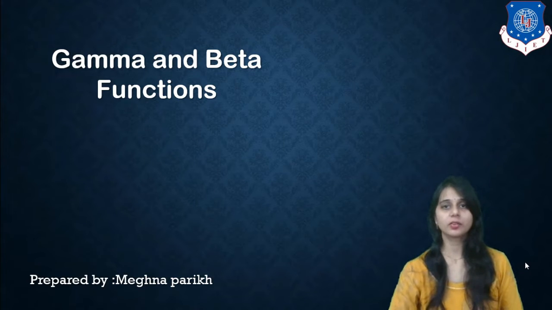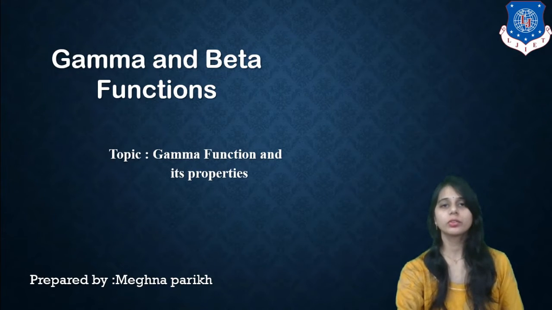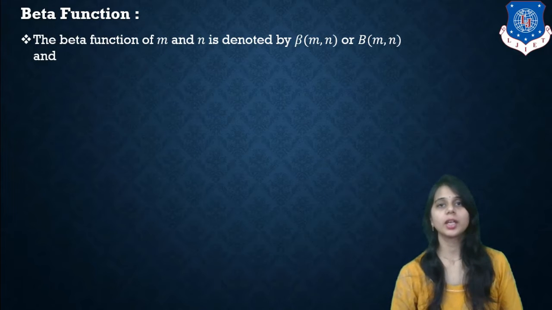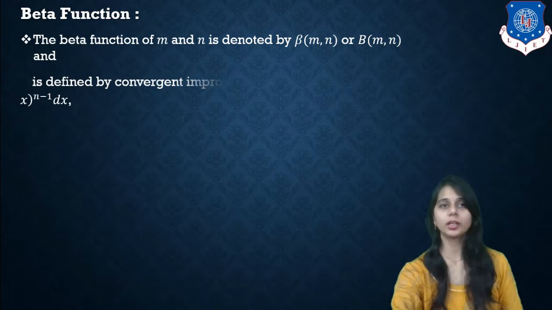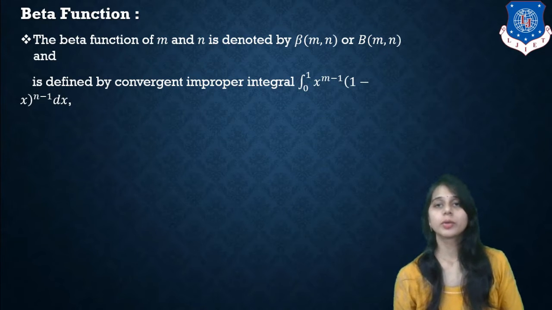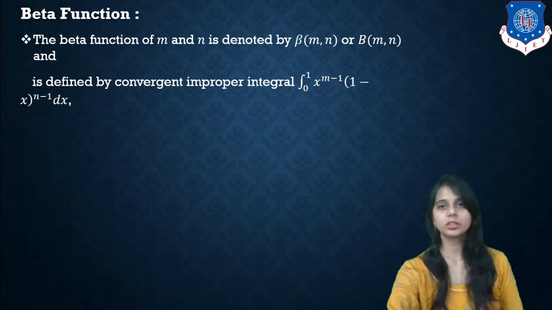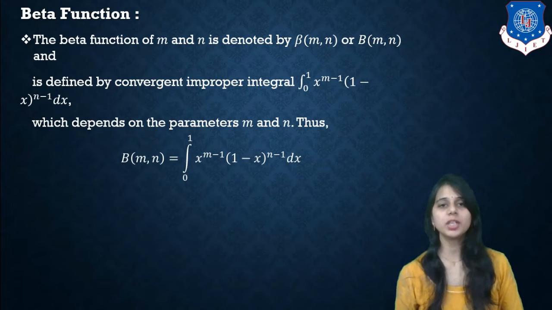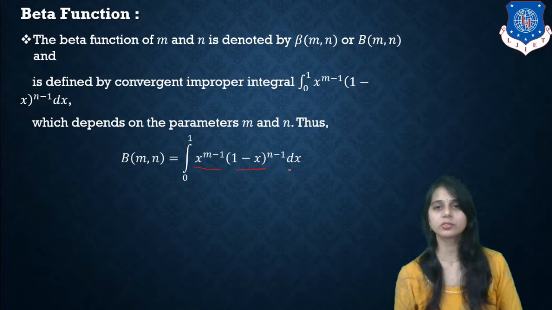Our topic is gamma and beta function and its properties. This is lecture number 2 for the gamma and beta function. We start from the beta function. The beta function of m and n is denoted by beta(m, n) or capital B(m, n), and it is defined as a convergent improper integral, the integration from 0 to 1 of x raised to m minus 1 times (1 minus x) raised to n minus 1 dx, which depends on the parameters m and n. So we say that B(m, n) equals the integration from 0 to 1 of x raised to m minus 1 times (1 minus x) raised to n minus 1 dx.